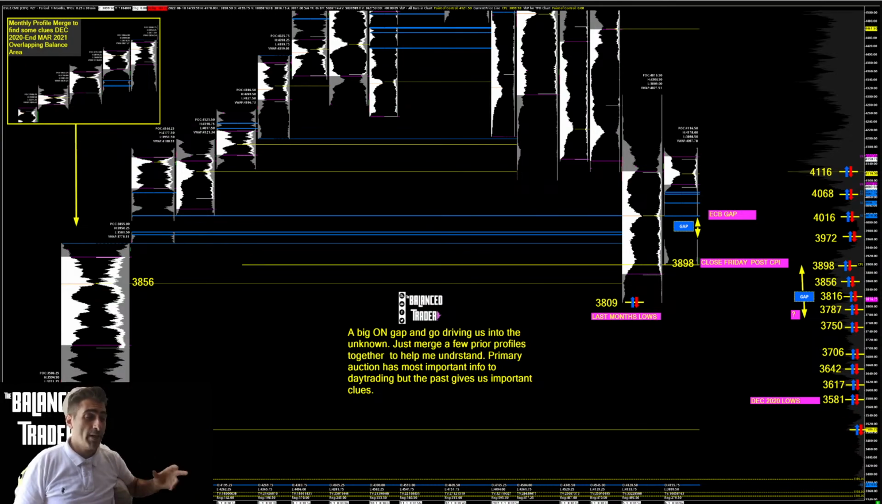We've got this big gap. One of three things can happen: open continuation, open rejection, or open and we consolidate into acceptance. Those are the three things that might happen. I'm going to use volume to give me an idea about what's going on. I'm going to use the profile, the shape, and the extensions and the rotations. These are all the things that I'll be looking at in the open.